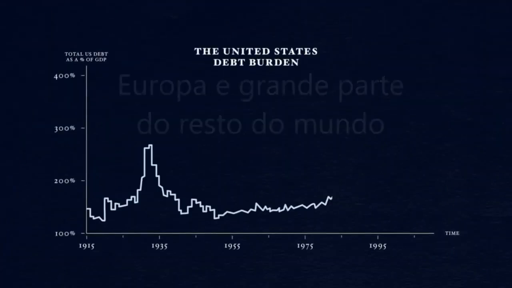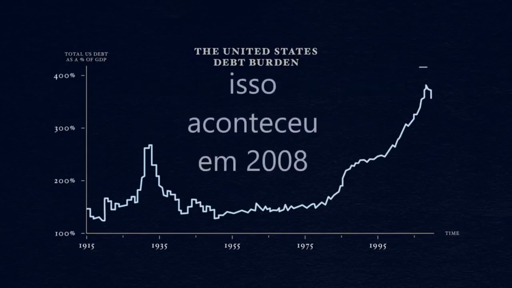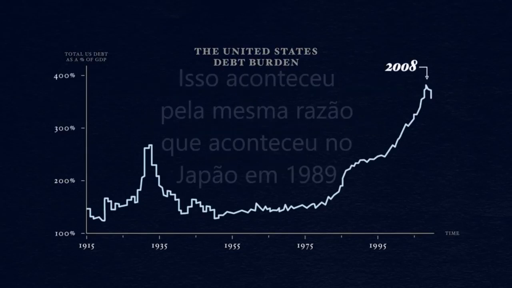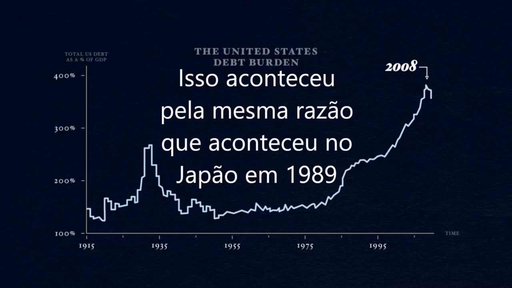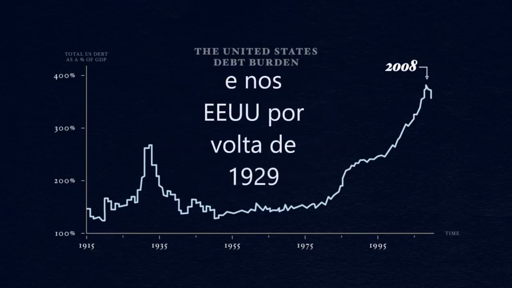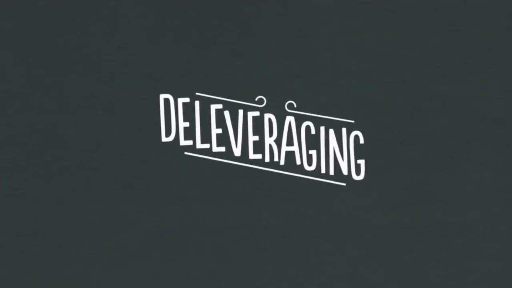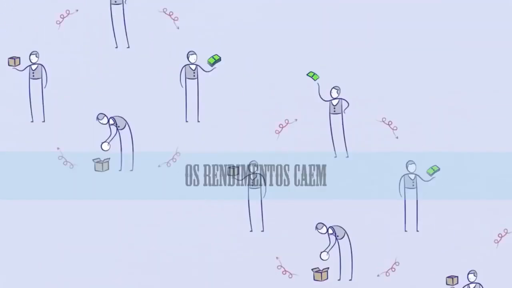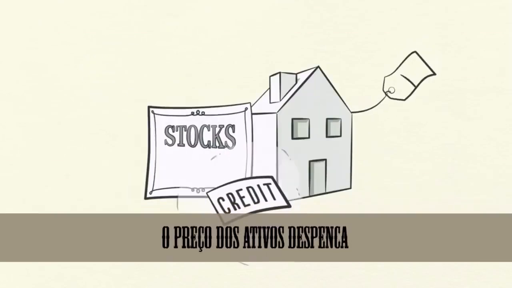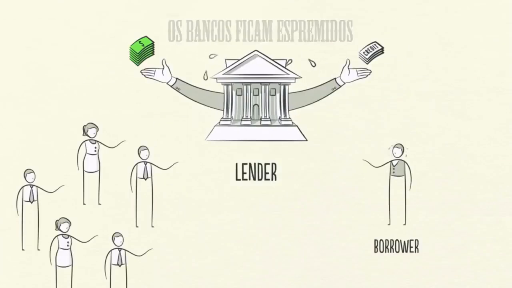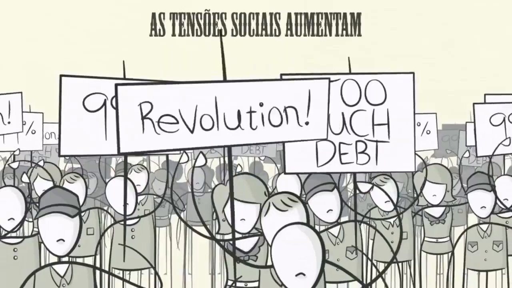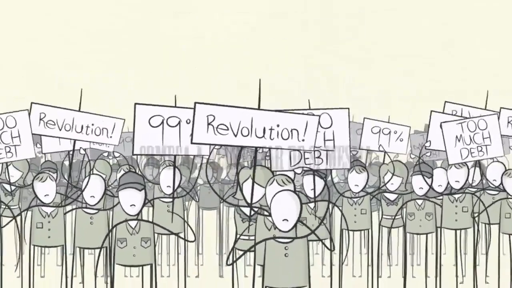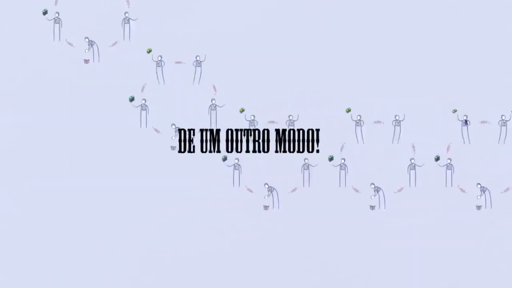For the United States, Europe, and much of the rest of the world, this happened in 2008. It happened for the same reason it happened in Japan in 1989 and in the United States back in 1929. Now the economy begins deleveraging. In a deleveraging, people cut spending, incomes fall, credit disappears, asset prices drop, banks get squeezed, the stock market crashes, social tensions rise, and the whole thing starts to feed on itself the other way.